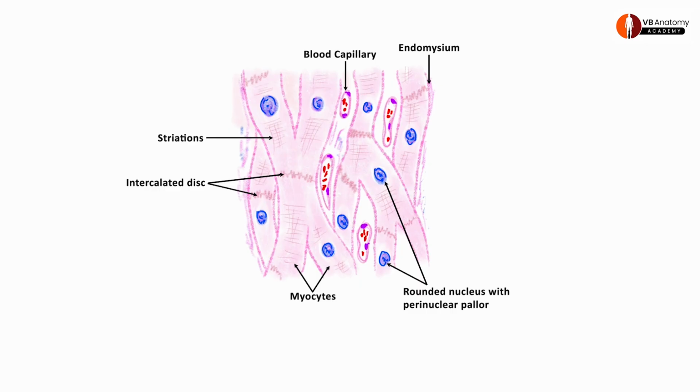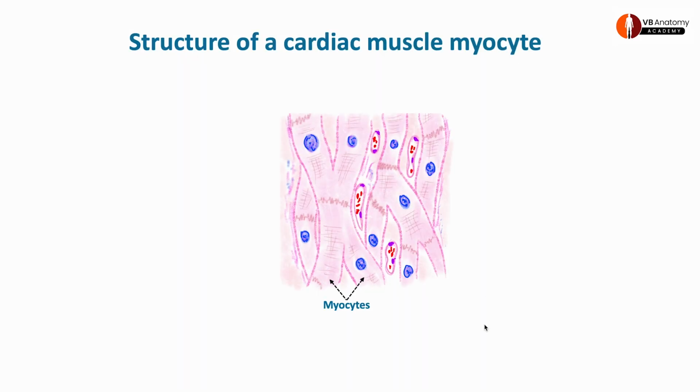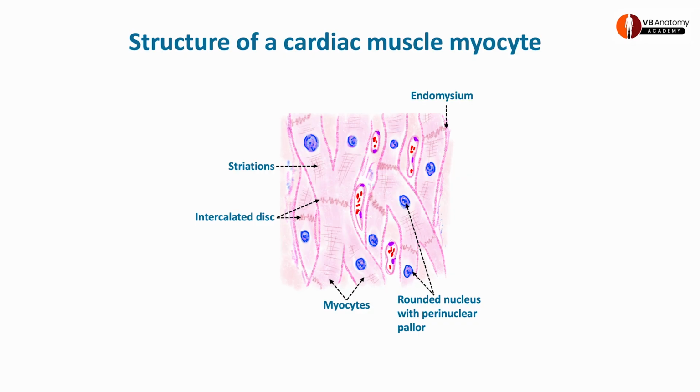And there, let's label our diagram. So this is what you have drawn. These are the myocytes which appear to be branching, connected to each other with the help of intercalated discs, which should be drawn as shown. Each cell has a rounded nucleus with perinuclear pallor. You will be able to see striations which are not very well defined. So draw them ill-defined compared to your skeletal muscle.